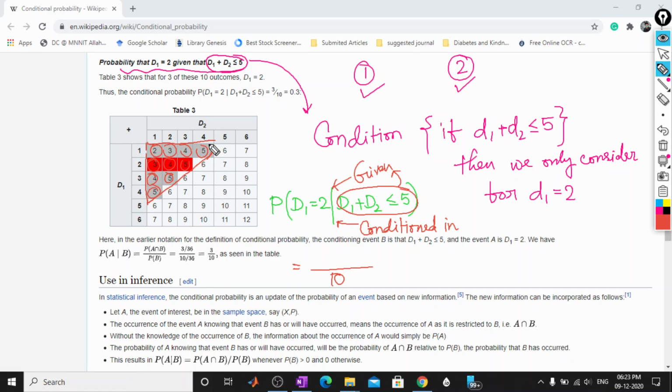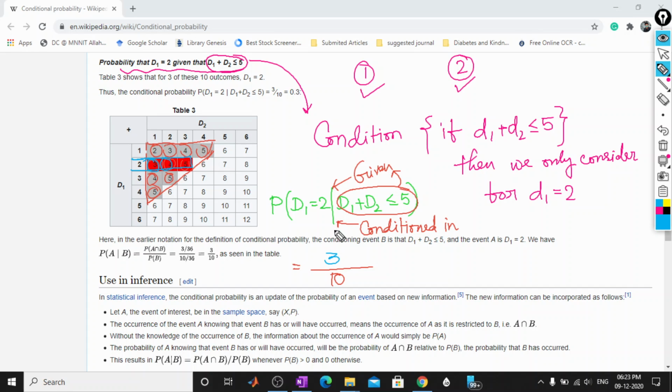On this condition we have to find when our die 1 will be 2. Just see this row, where only die 1 is 2. In this row only our die 1 will be 2. So what will be this event? Among these 10 events, we got only 3 events. So the total probability will be 3 by 10. Okay.